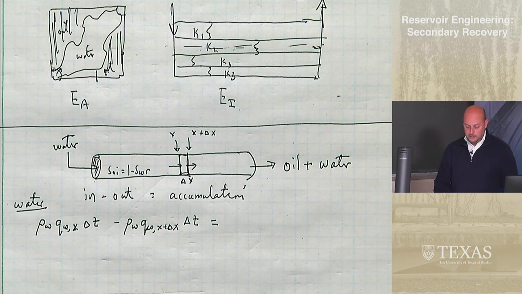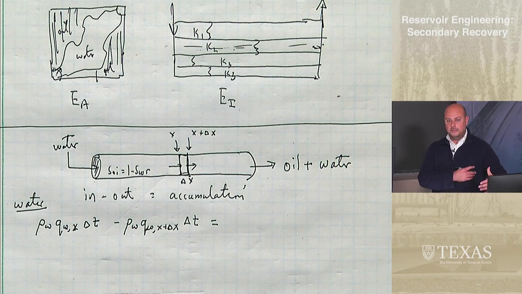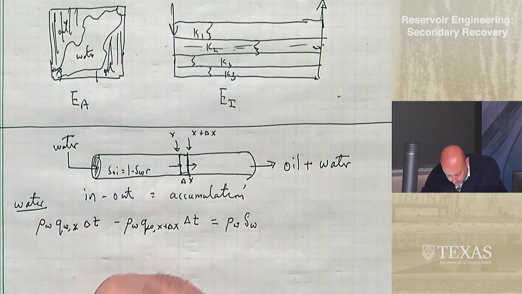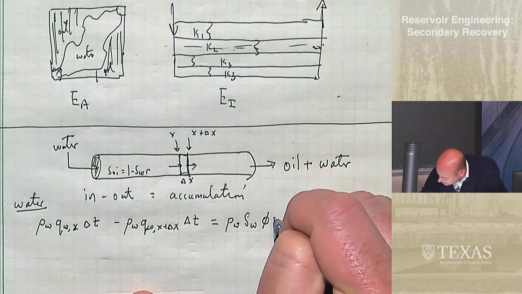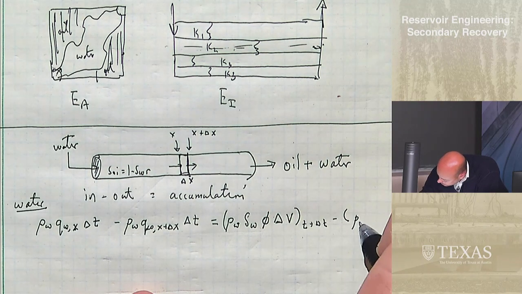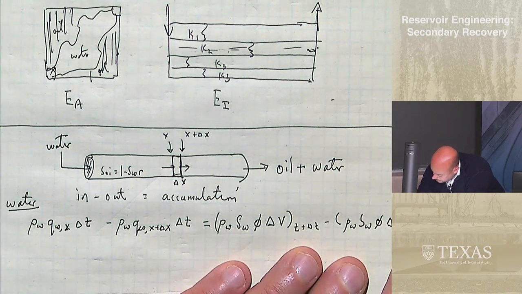So the accumulation is the mass at some future time, delta t, minus the mass now. So you've got a certain amount of mass of water in pounds or kilograms. And then at some delta t in the future, you'll either have more or less water, unless you're at steady state. And so, what is the mass of water? Well, it's the pore volume of water times the saturation of water, that would give us the volume of water, times the density of water. So I can say that's the density of water times the saturation of water times the pore volume, which is really the porosity times the bulk volume, which I'll call delta V. That's at t plus delta t, minus rho_w S_w phi delta V at t.